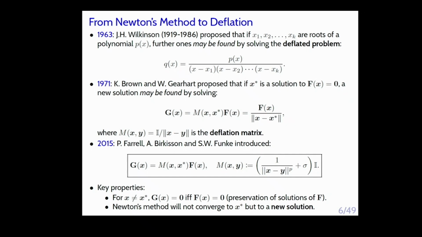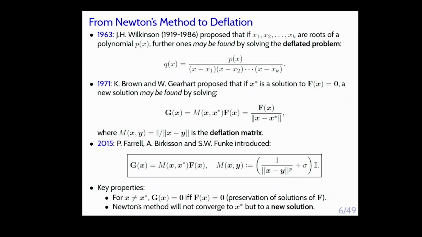Well, something that we teach in a graduate course on numerical analysis is the idea of deflation that was introduced back in the 60s by Wilkinson himself, who said that suppose that you have k roots of a polynomial p of x, you may be able to find more roots of this polynomial if you do not solve p of x equals 0, but you solve q of x equals 0. So you factor out essentially the roots that you already know in this fashion. Okay? So if Newton's method converges, it will converge to something distinct.